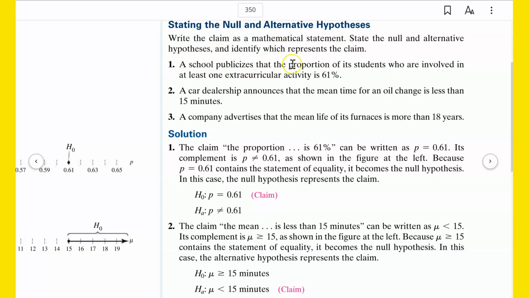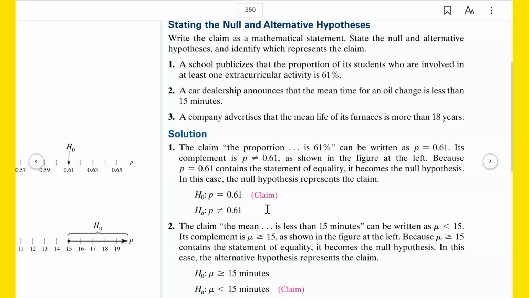So number 1, a school publicizes that the proportion of its students who are involved in at least one curricular activity is 61%. So it would be P equals 61%, or P equals 0.61. That would be the claim. Since it's a proportion, we're saying P, not mu. So the alternative would be the opposite of that. So if P is 0.61, or P is 61%, then the alternative would be P does not equal 0.61.